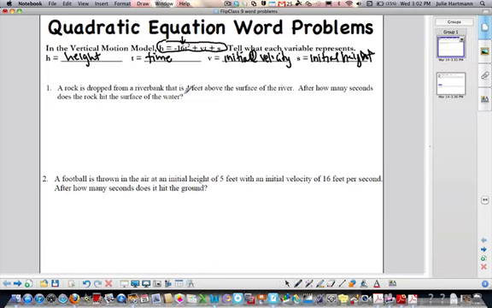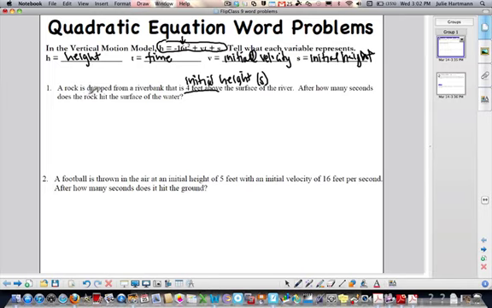Okay, so looking at number 1, a rock is dropped from a riverbank that is 4 feet above the surface of the water. So right there, that is your initial height. That is going to be our s. After how many seconds does the rock hit the surface of the water?